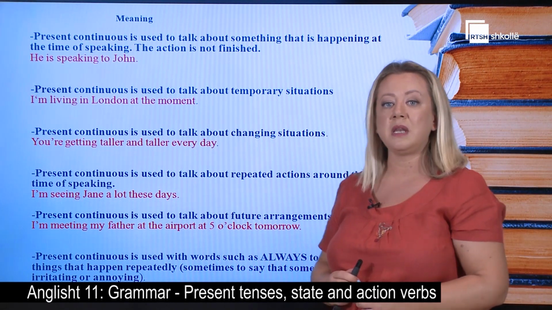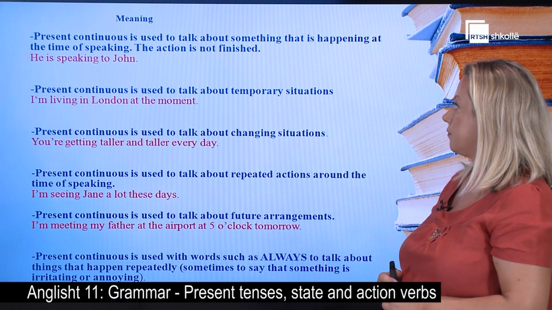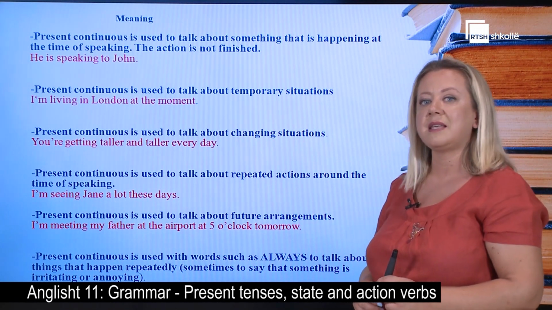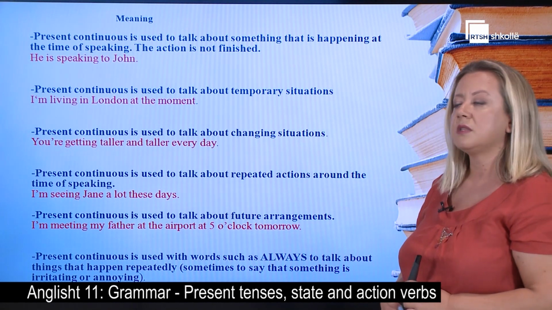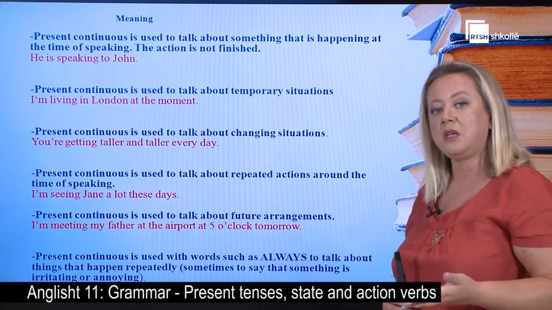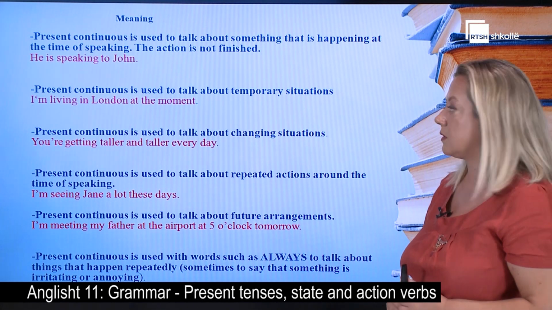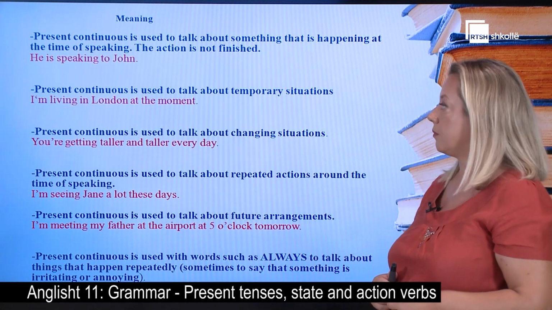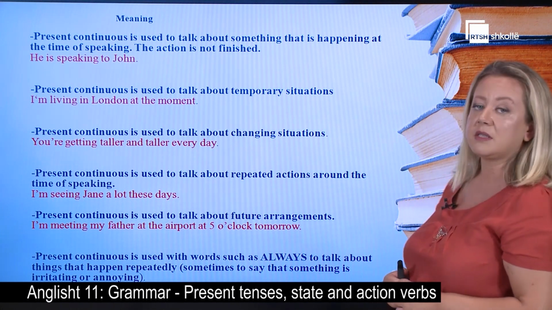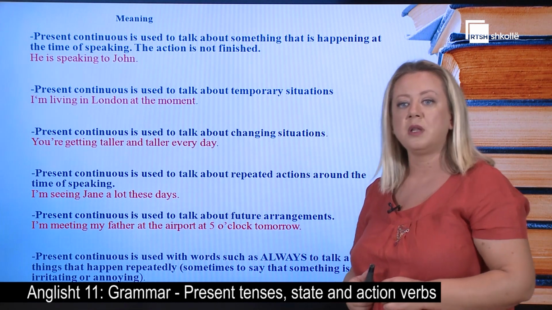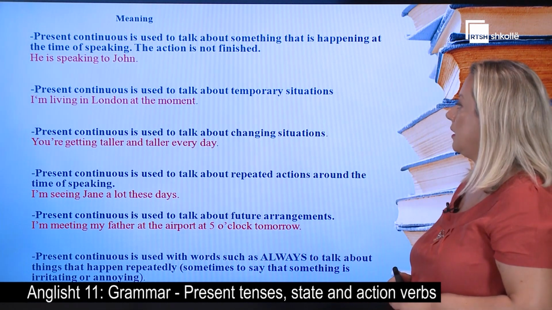Now, what is the meaning of present continuous? Present continuous is used to talk about something that is happening at the time of speaking and the action is still in progress or is continuing. That's why it's called continuous. For example, he is speaking to John. Another use of present continuous is to talk about temporary situations. For example, I'm living in London at the moment.